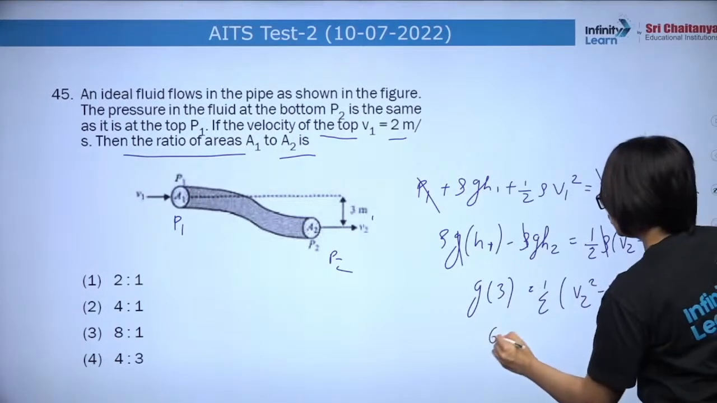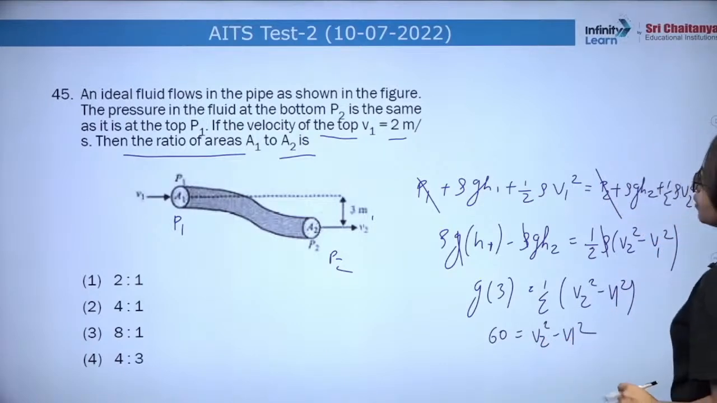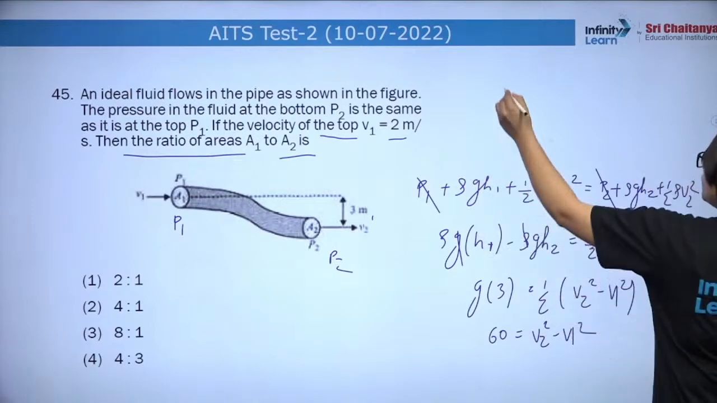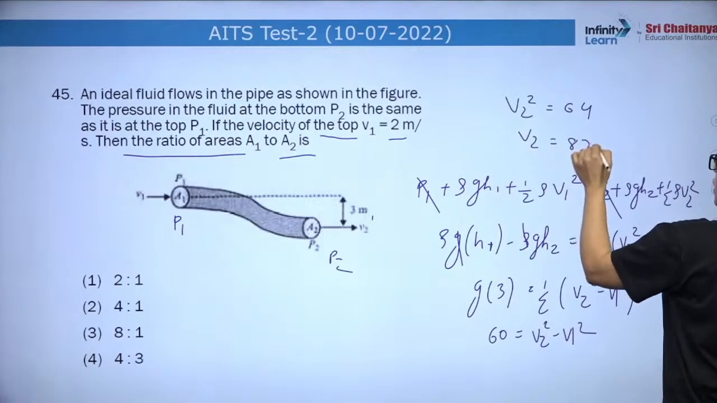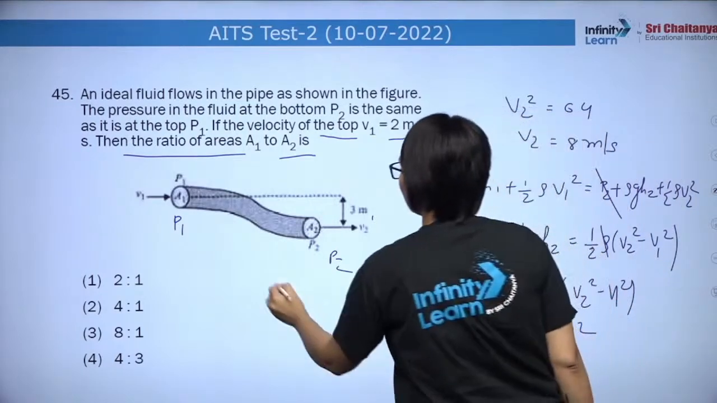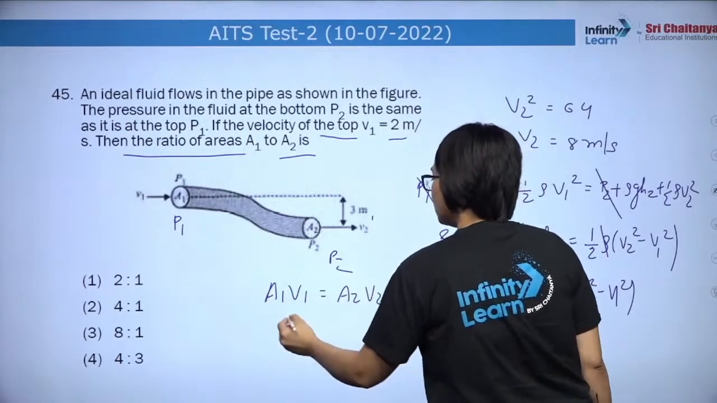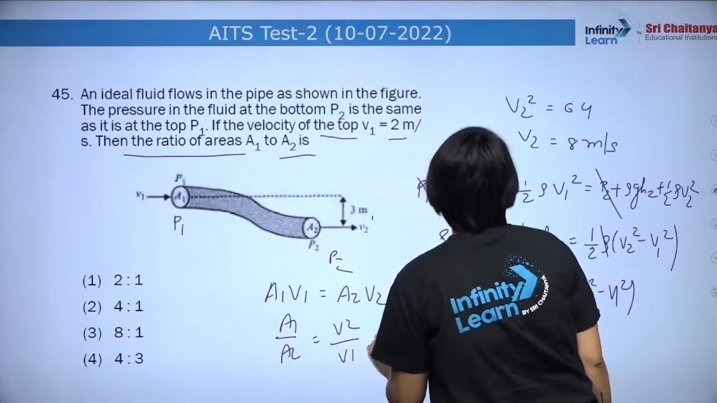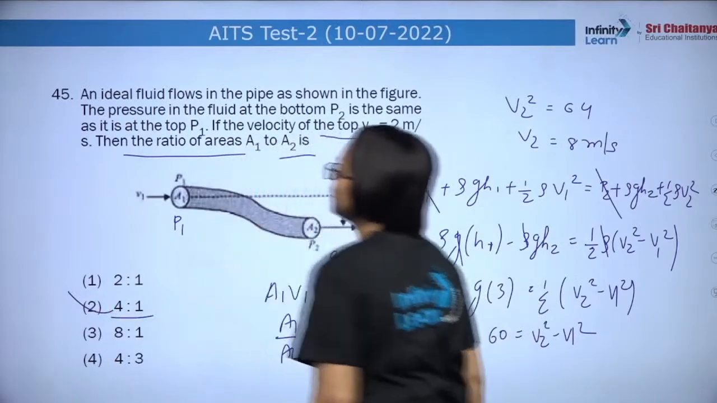So this will be 6g, that is 60 is equal to V2 square minus V1 square. Now V1 square is given as 4 because V1 is 2. So V2 square is 64, so V2 is 8 meter per second, right? So for the ratio of A1 to A2, A1 V1 is equal to A2 V2. So A1 to A2 is V2 to V1. V2 is 8, V1 is 2, so the ratio is 4:1, which is option 2.